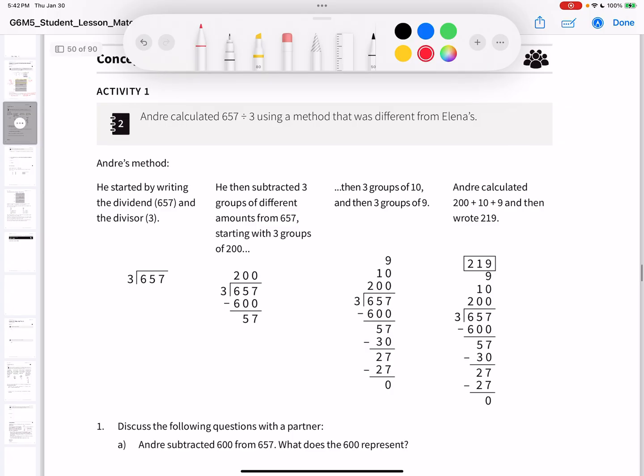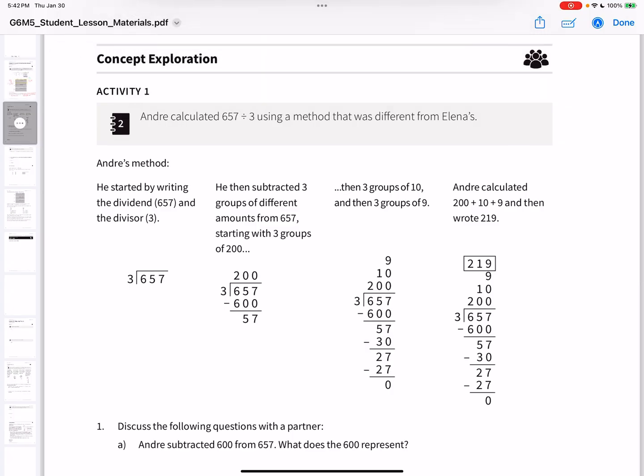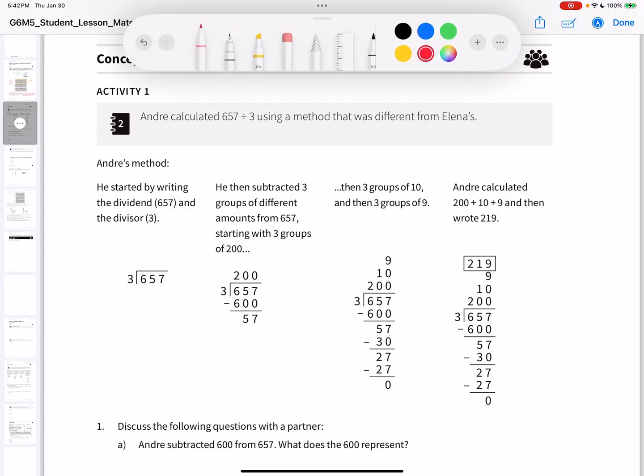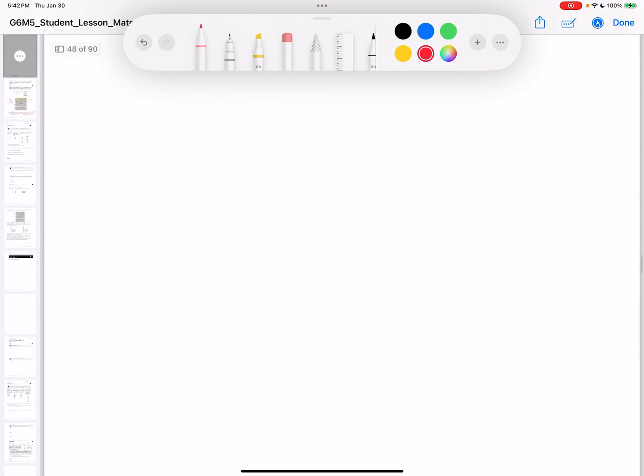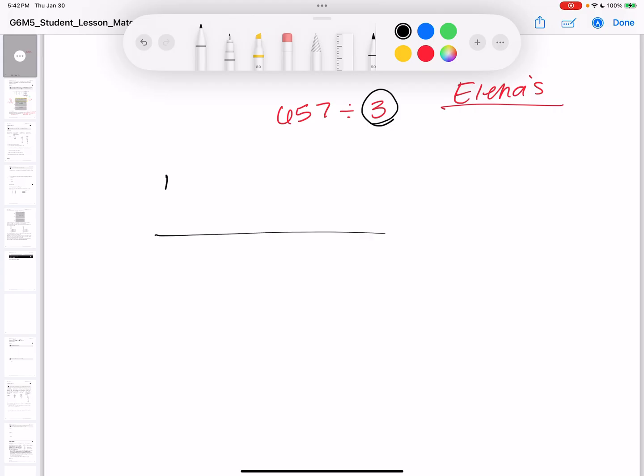All right, Andre calculated 657 divided by 3 using a method that was different from Elena's. Okay, so if we were going to do Elena's, 657 divided by 3, let's go up here to a blank page, and we're going to do 657 divided by 3 if we were doing it Elena's way, okay? So I would need 3 groups. So group 1, group 2, and group 3.